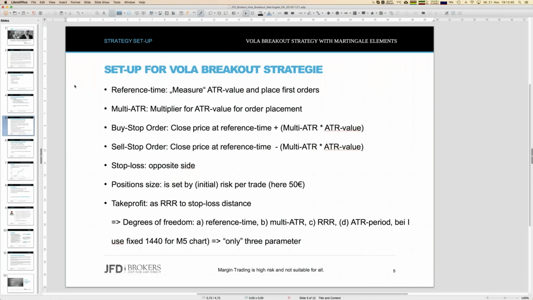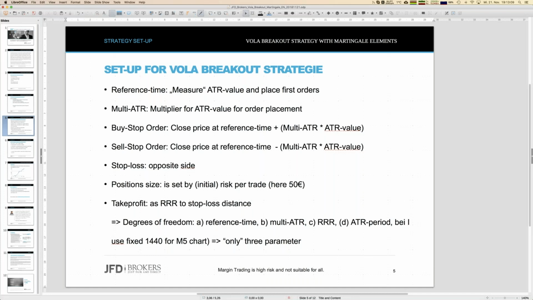I know that slide is terrible. It has minimum 10 written lines. So let's go through line by line, but then I will show you the same visually in a graph. So in the standard chart of MT4, because those are the rules for the Vola breakout strategy, at least for the starting. It looks terrible, I know, but it's really easy.